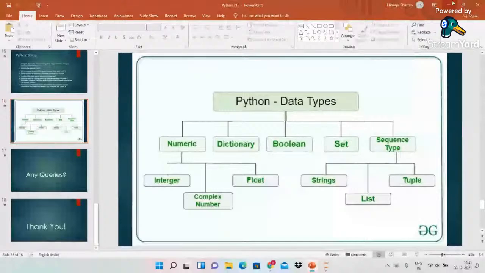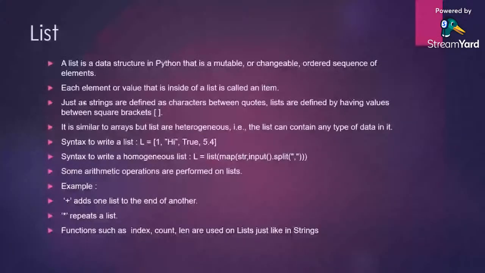Okay. So a list is a data structure in Python that is mutable or changeable. Mutable and changeable are quite synonyms, that's the reason I put it there. And an ordered sequence of elements. By the word ordered, I mean they have indices. Just like strings have indices. Index is singular, indices is plural. So just like strings, lists also have indices, okay?